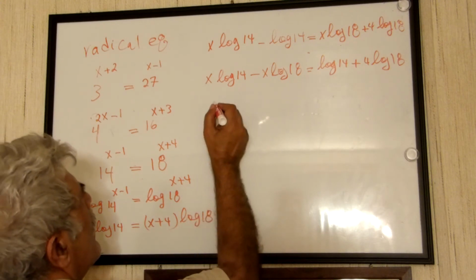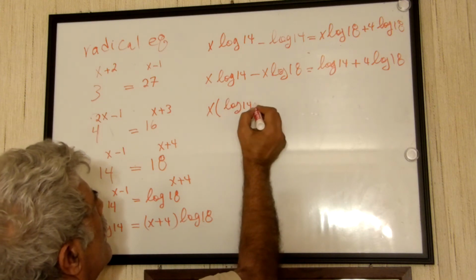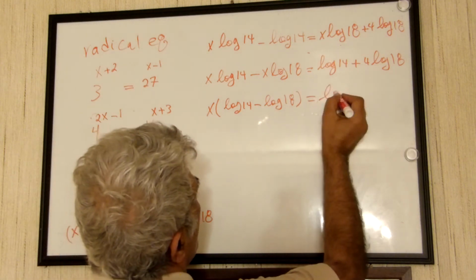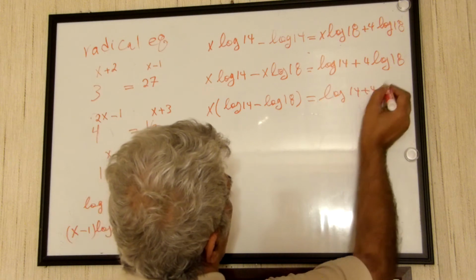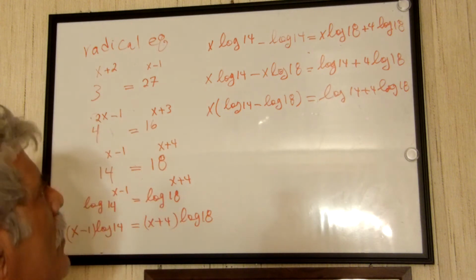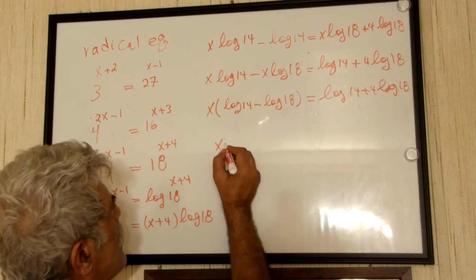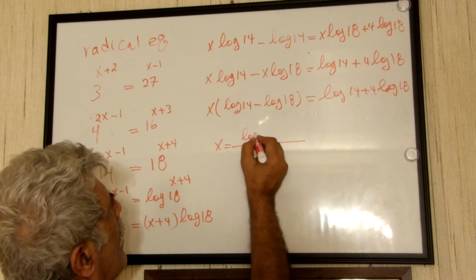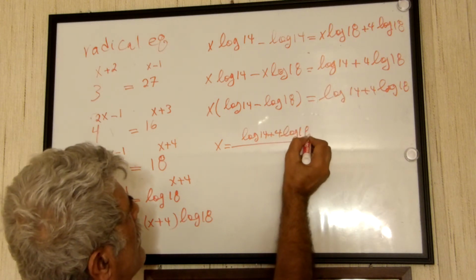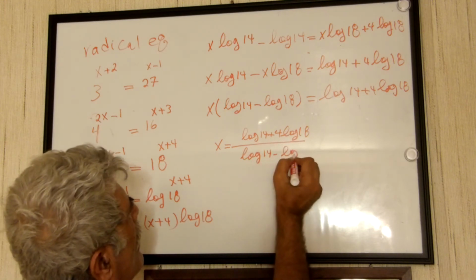So if we factor x, it is going to be log 14 minus log 18. It's going to be log 14 plus 4 log 18. So x is going to be log 14 plus 4 log 18 divided by log 14 minus log 18.